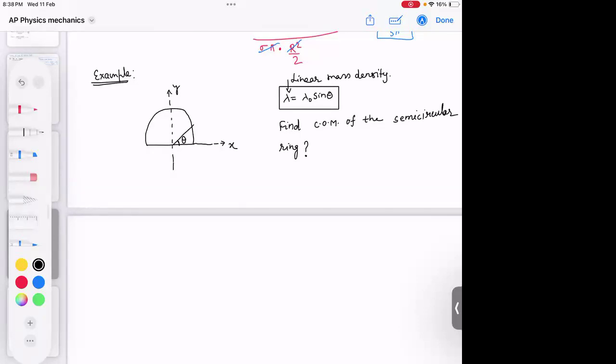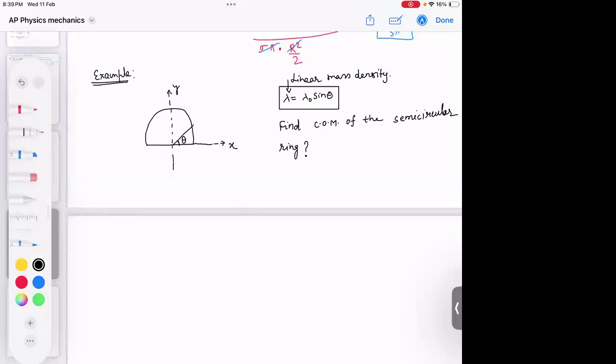Even if you calculate it, you will find out that the x coordinate is again coming 0. So only focus on the y coordinate. From symmetry, we can say that the x coordinate will come 0. You only have to calculate the y coordinate.